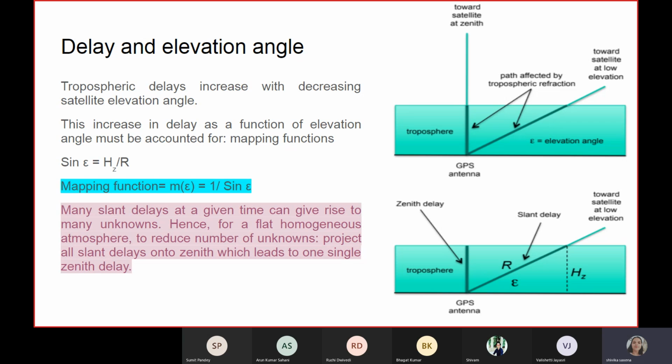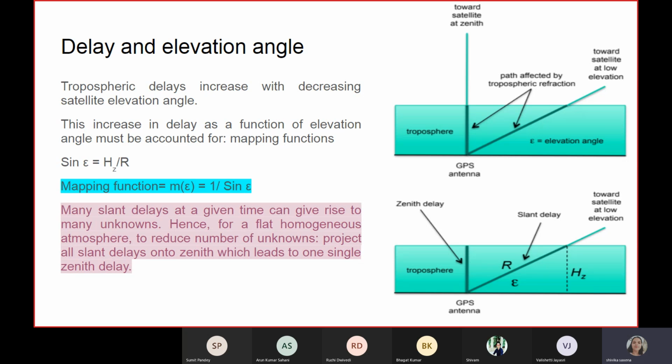Okay, 90 degrees. So from the horizon, that is 0 degrees, like the point in front of the observer straight at the end, that is the horizon. From the horizon towards zenith, when the satellite travels, we get some elevation angle. Okay, so tropospheric delays increase with the decreasing satellite elevation angle. So the closer the satellite is towards the horizon, we will have lower and lower elevation angle.